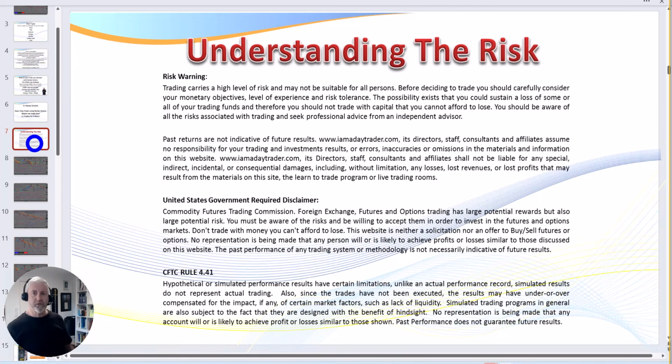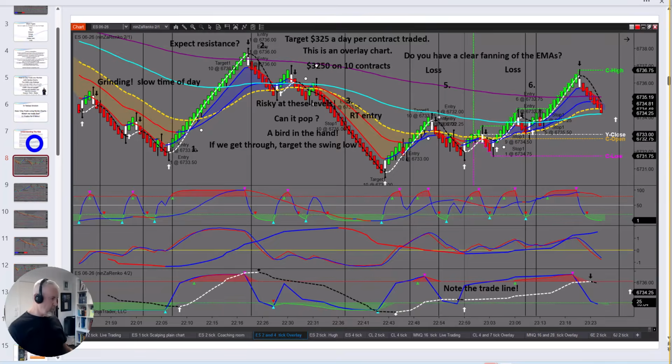As always traders, there is a risk in trading. Please don't trade with money that you can't afford to lose. Stay on the simulator until you're consistently profitable.